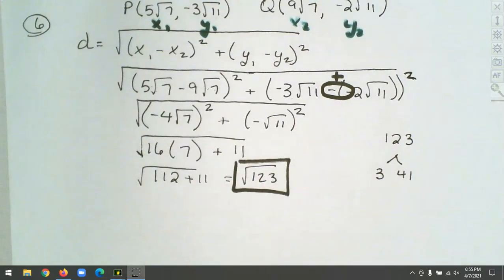Do you see how I did that? So I combined those roots together in each one. When I squared, the number out in front gets squared. The square root goes away.